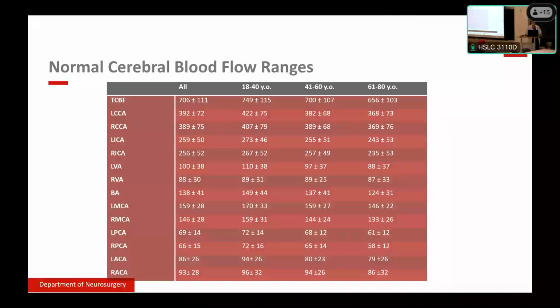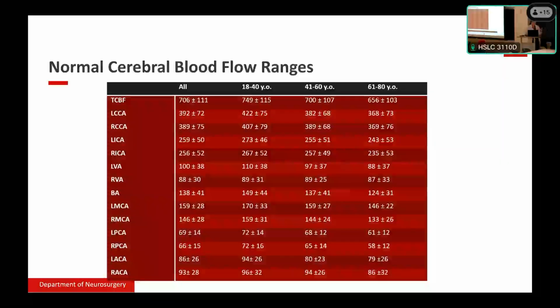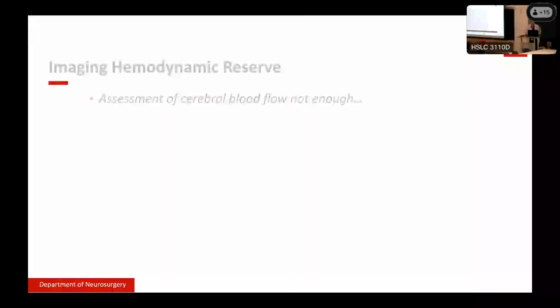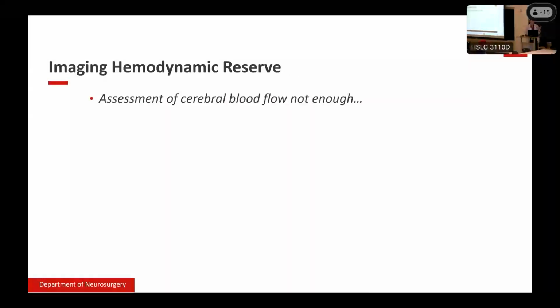Normal blood flow ranges have been studied. I'm not going to go through this, but it's just to show that we do know what normal blood flow ranges are, and that way we can use this as a benchmark when we're evaluating these patients. But again, imaging cerebral blood flow is not enough here. We actually need to know something about their reserve.